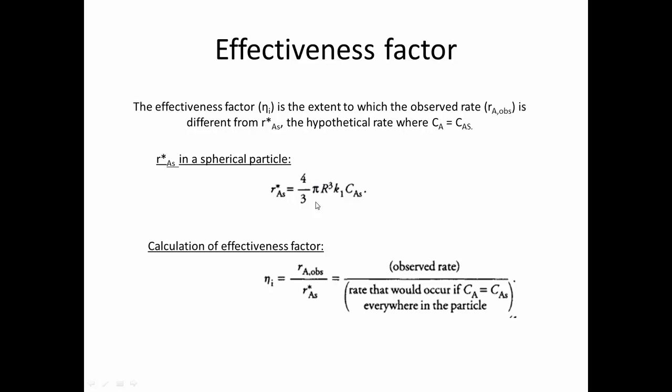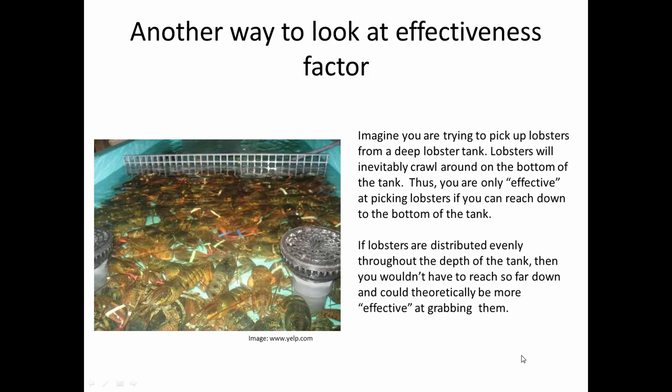So we have the R star AS equation here in a spherical particle, which is essentially, you've seen this before, the volume looks a lot like the volume equation, and then we have the first order rate constant, if we're considering first order reactions in this case, multiplied by the concentration of substrate at the surface here. And then we can calculate our effectiveness factor, which is the observed reaction rate divided by that R star AS, and then we therefore get a ratio that tells us our effectiveness here.